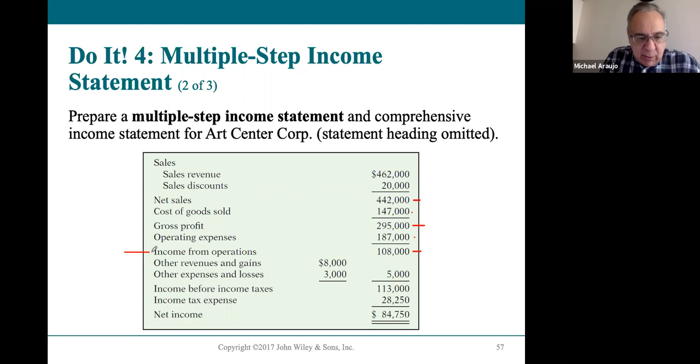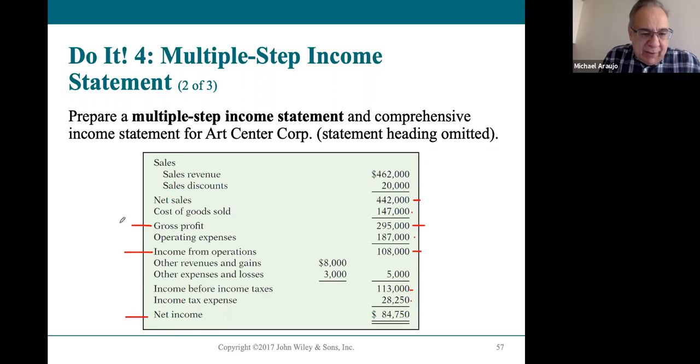Again, this is what we know. We know about gross profit from multi-step. We know about income from operations. They have that other category. Well, they had other revenue of 8,000, other expenses of 3,000, so it's going to add another 5,000 to the profits of that company that year. Gives them $113,000 of profit. They pay tax on that. The tax rate they gave you was 25%. That's their estimate, and that gives you the net income.